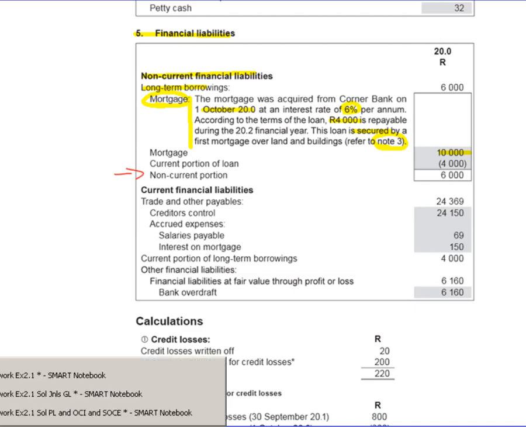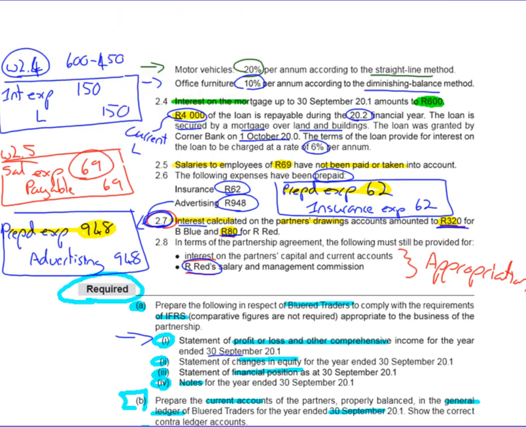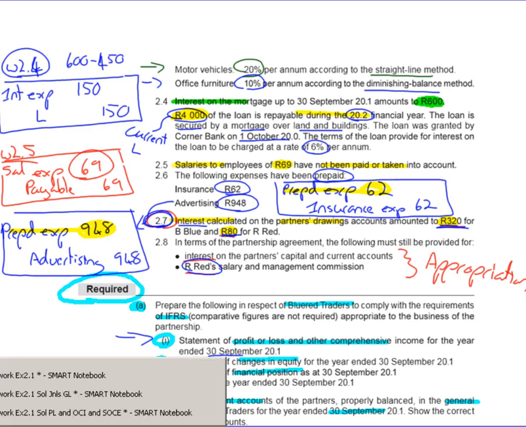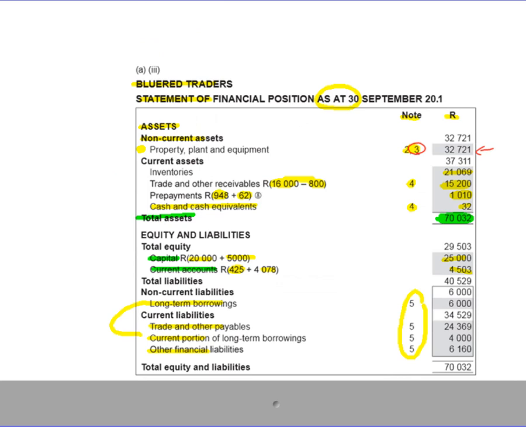If I go into my question, you will recall that there was some information about 4,000 of the loan being repayable during 20.2. That means 4,000 Rand needs to be transferred from non-current to current. So I'm going to take 4,000 out and put it under the current portion of long-term borrowings under current financial liabilities. And that leaves me with a non-current portion of 6,000. So that 6,000 is nice and easily done. I have my 6,000 non-current liability sorted.